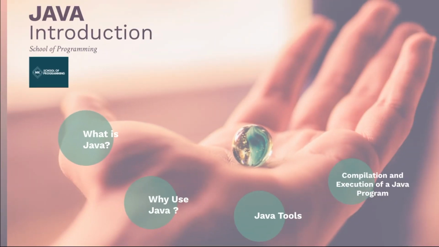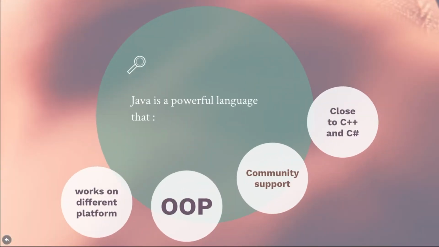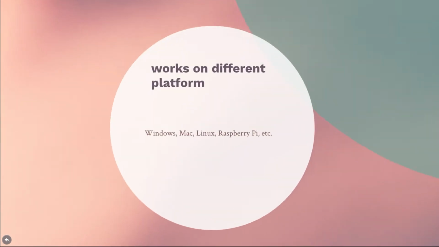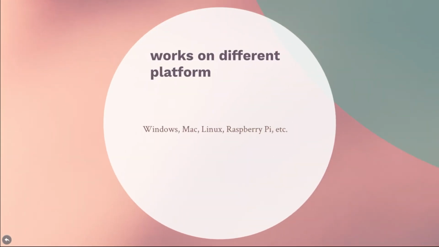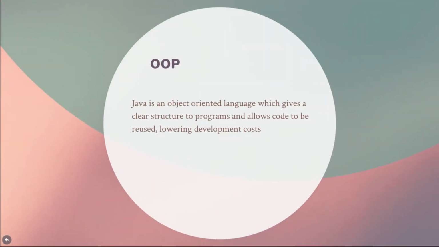So why do we use Java? Or what makes Java so powerful? Java is so powerful in programming that it works on different platforms: Windows, Mac, Linux. It is an object-oriented programming language which gives us a clear structure of programs that allows the code to be reused and lowering the development costs.